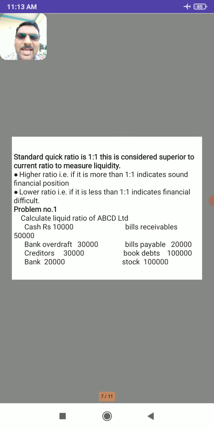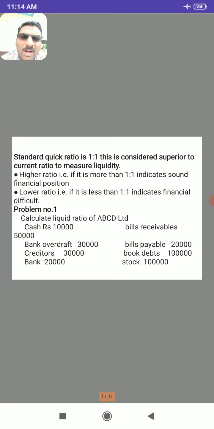The standard quick ratio is 1:1. This is considered superior to the current ratio for measuring liquidity. In the current ratio the standard was 2:1, but in the quick ratio the standard is 1:1. If the ratio is more than 1:1, it indicates a sound financial position, and if it is below 1:1, it indicates financial difficulty, meaning the company is not able to pay its liabilities within a short period of time.